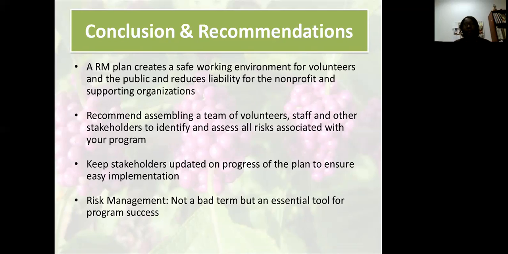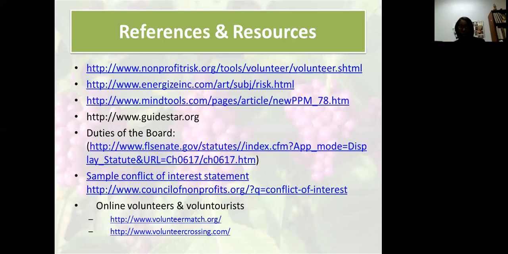So I had to get my county extension director to read it and approve it, and also my district extension director and IFAS administration wanted to see the document before it was put out to the Master Gardener Board and the membership. So I had to get approval at all of those levels. So risk management is not a bad term, but an essential tool for program success.